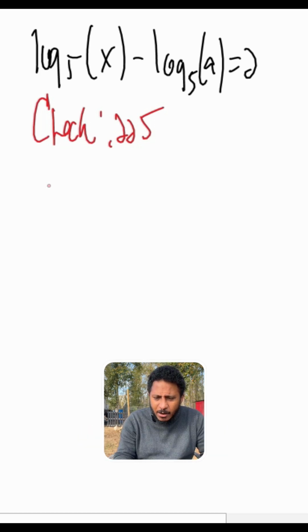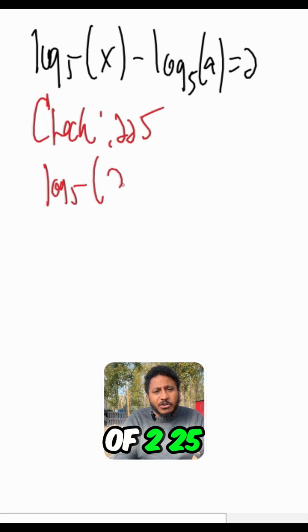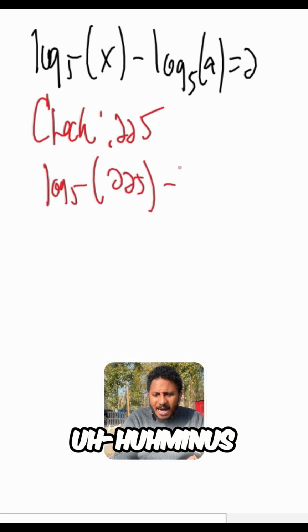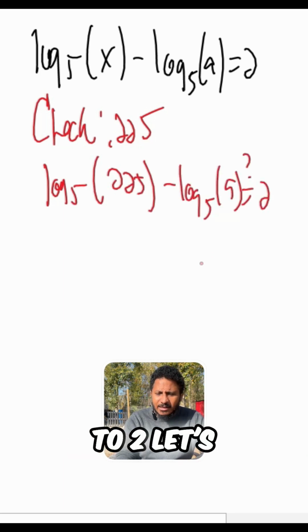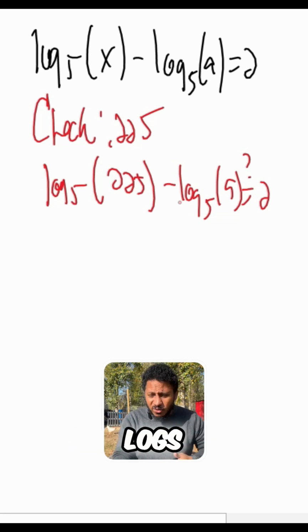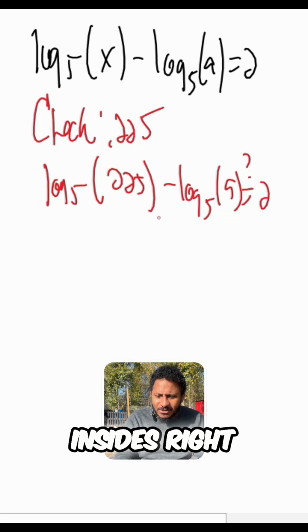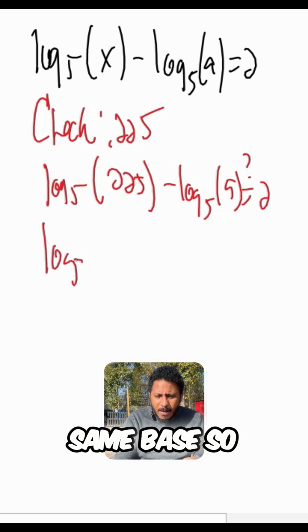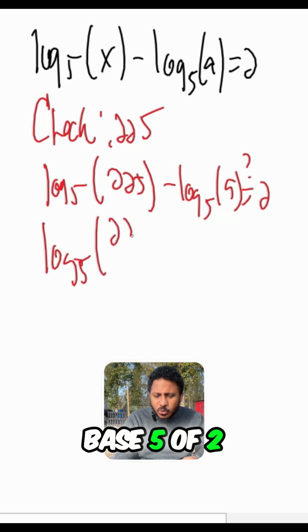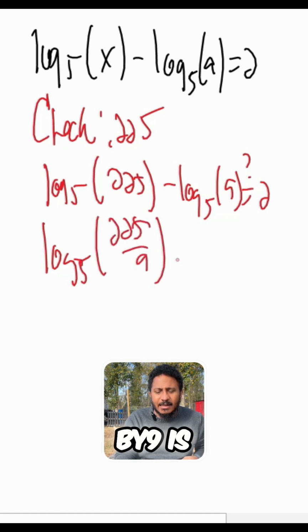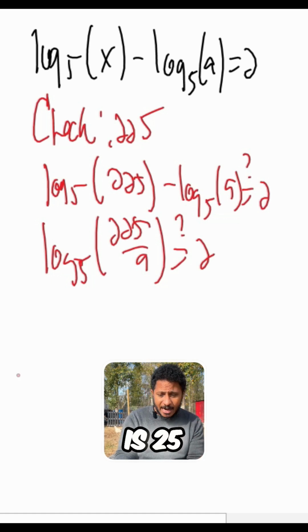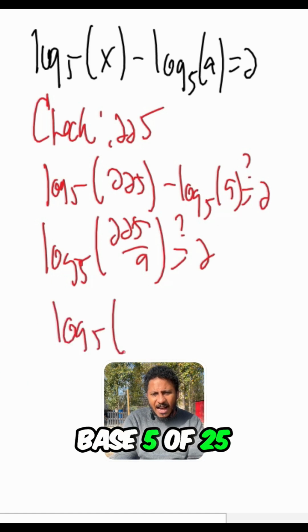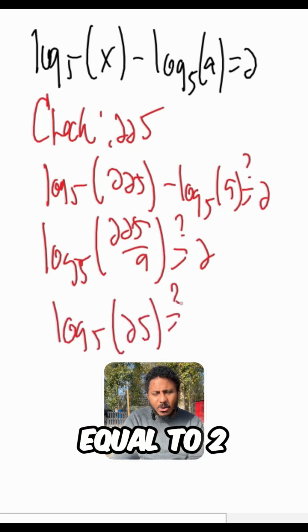So that would be log base 5 of 225 minus log base 5 of 9. Is that equal to 2? Let's see. Well, again, by our rules of logs, we know we can divide these insides because they have the same base. Log base 5 of 225 divided by 9. Is that equal to 2? Well, 225 divided by 9 is 25. So that's log base 5 of 25. Is that equal to 2?